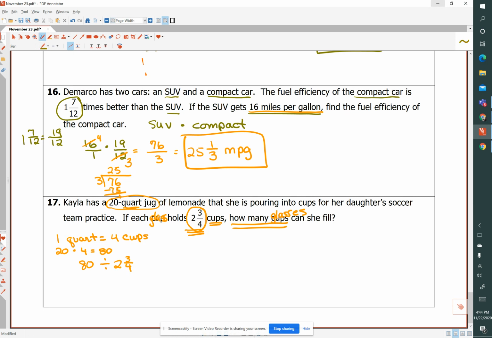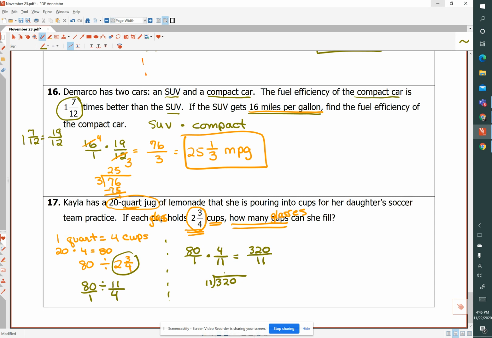So let me use another color. So let's rewrite that as 80 divided by, and we'll make this an improper fraction. 4 times 2 is 8, and 3 make 11. So 80 divided by 11/4. Okay, now we'll rewrite it: 80 times 4 over 11. We cannot cross cancel anything here. 80 times 4 is 320. 11 times 1 is 11. And we're going to take that 320 divided by 11.